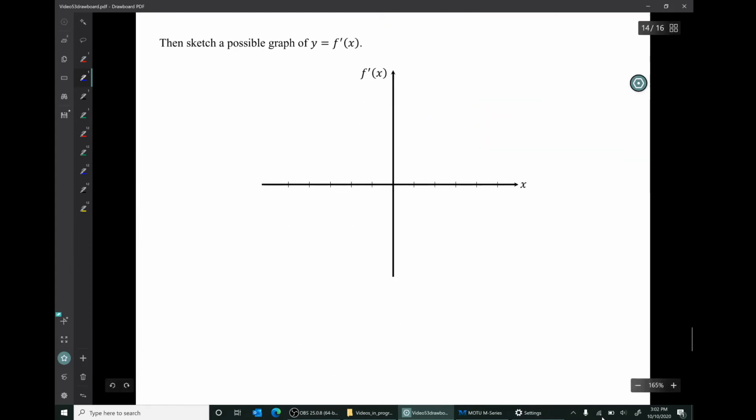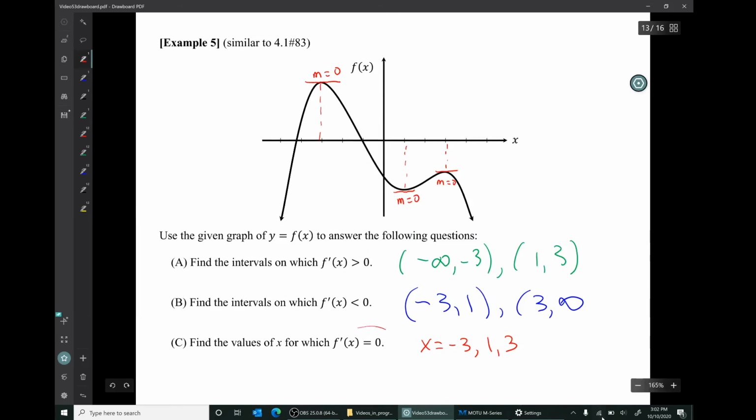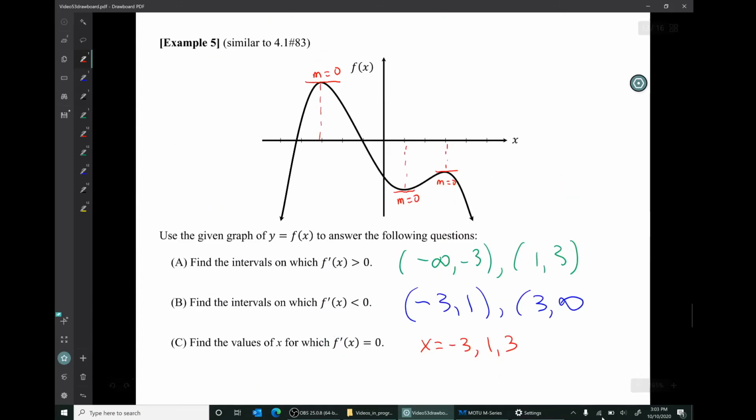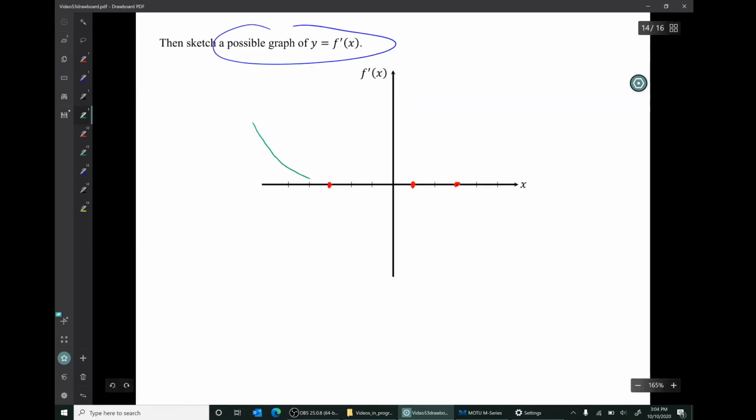All right, let's go on. We're supposed to sketch a possible graph of f prime. Well, let's get our collected information about f prime. We know that f prime is equal to 0 at those three x values. So let's put those points on the graph of f prime. What else do we know? We know that f prime is greater than 0 on these intervals. Now remember, the f prime being greater than 0 means the graph of f prime has to be above the x-axis on the graph of f prime. So on these two intervals, the graph of f prime has to be above the x-axis. Something like that. The graph of f prime just has to be above the axis.